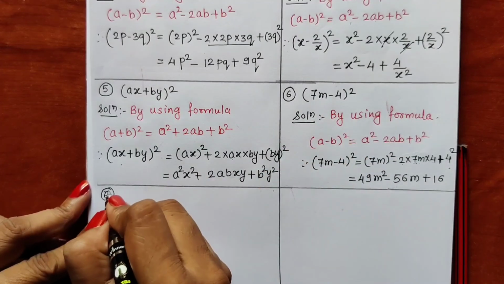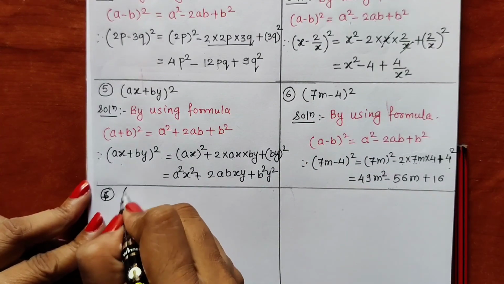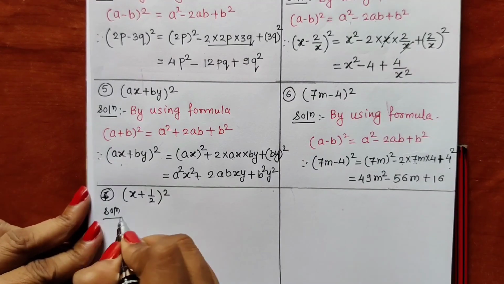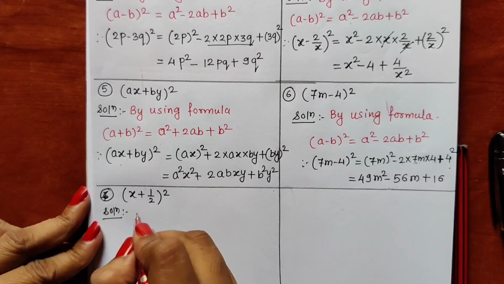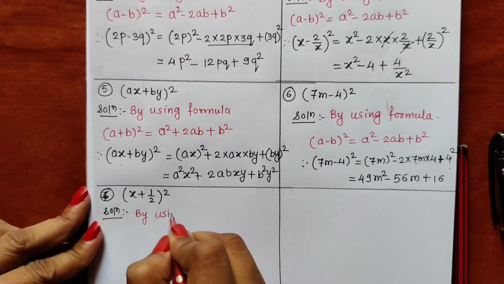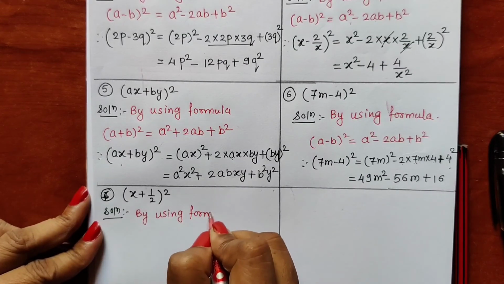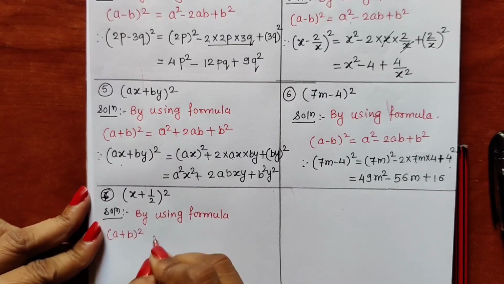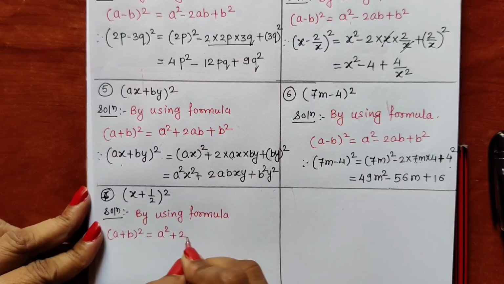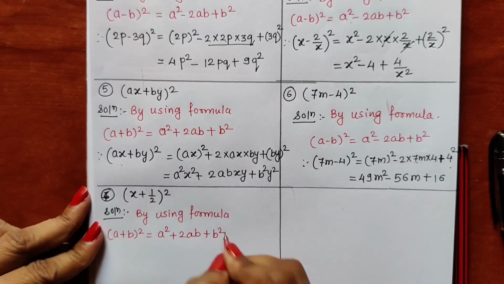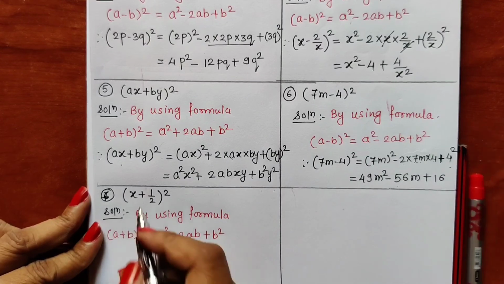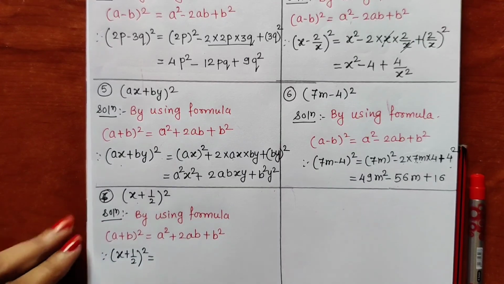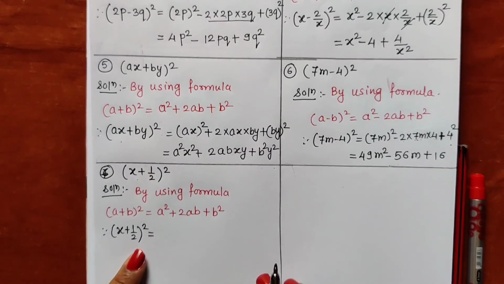No, 6 we have completed. This is 7th one. (x plus 1 upon 2) whole square. We write solution by using formula. Now see children, plus is there, so we have to use the formula of (a plus b) whole square, which will be equal to a square plus 2ab plus b square. Now we will write our sum, which is (x plus 1 upon 2) whole square. Now our first term is x, second term is 1 upon 2.